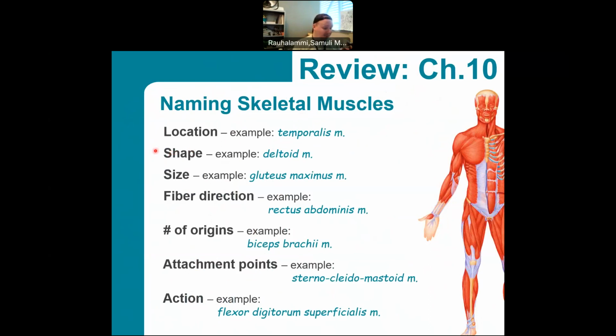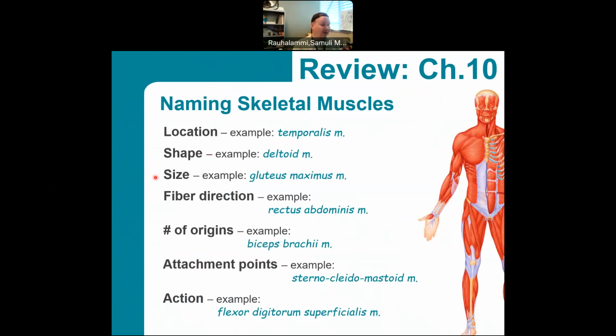Another thing that the name of a skeletal muscle sometimes gives us is the shape of the muscle. A good example of that would be the deltoid muscle, which is triangular in shape if you look at it. And the word for that actually comes from the Greek deltoides, for the triangle. So that gives us a clue about the shape of that muscle as we're looking at the muscle's name.